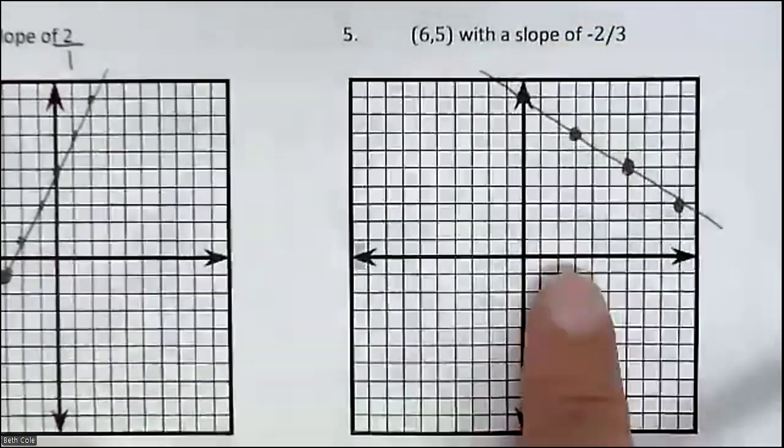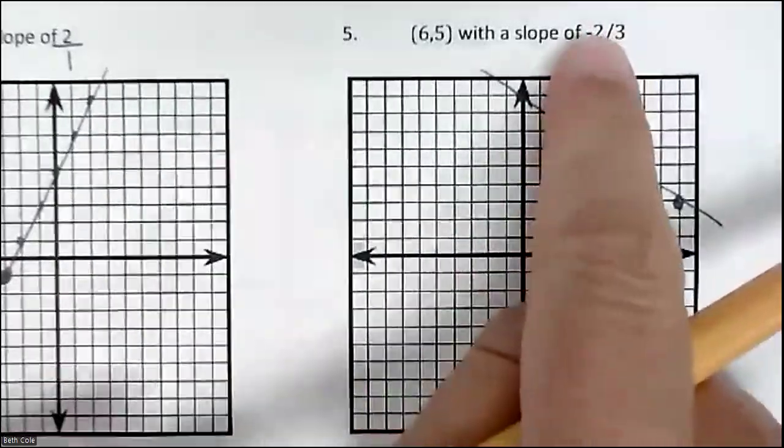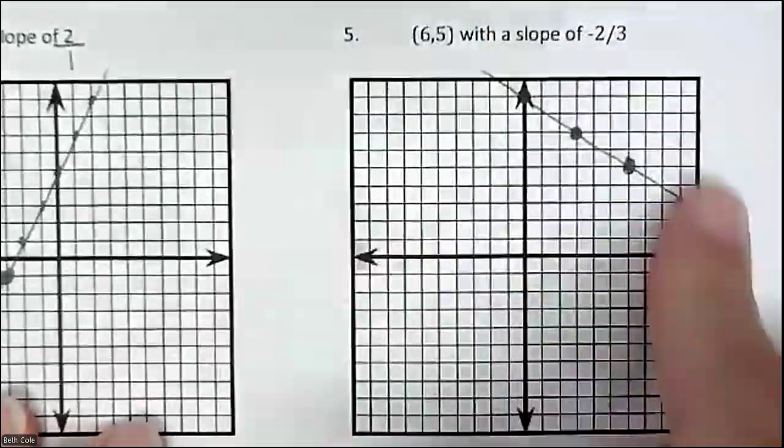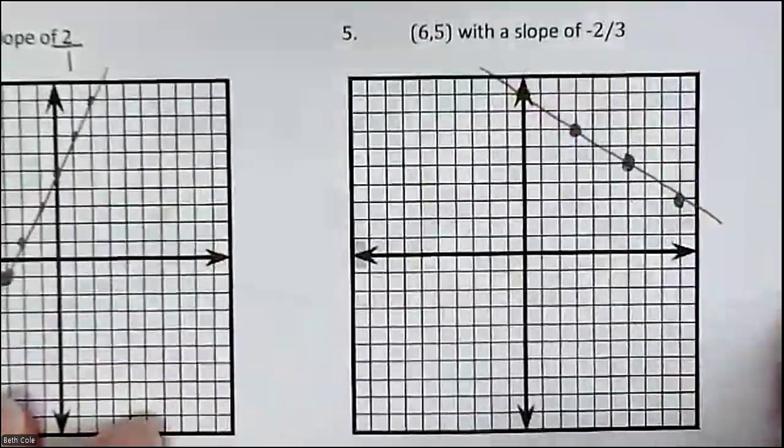Now, what else tells us that we did the negative slope correctly? Like, what about this means negative? It's going down, right?